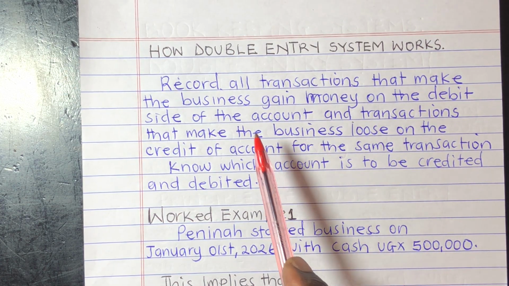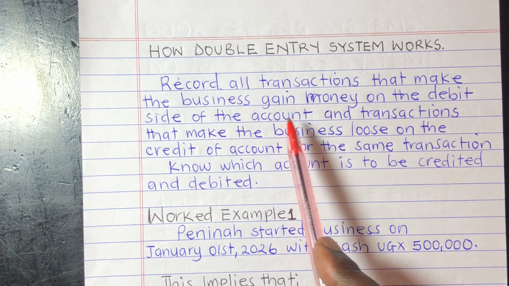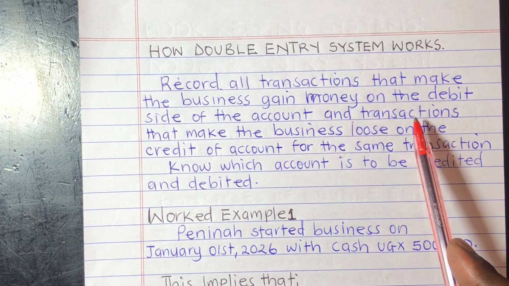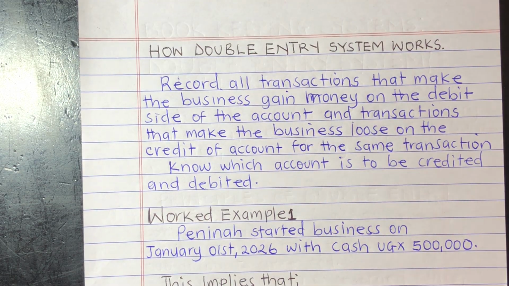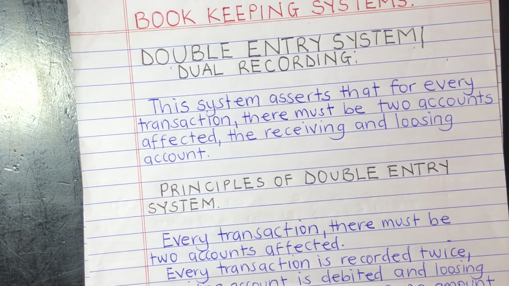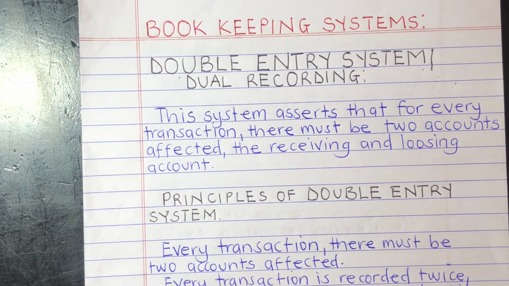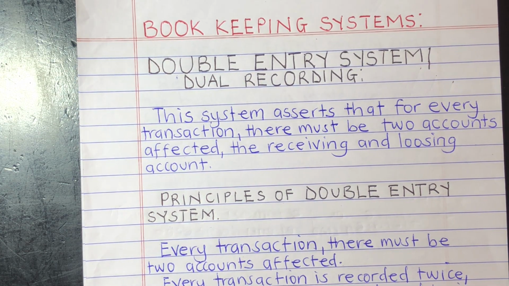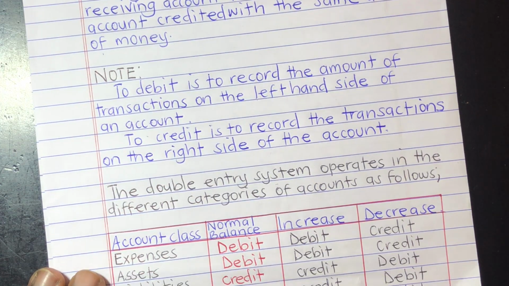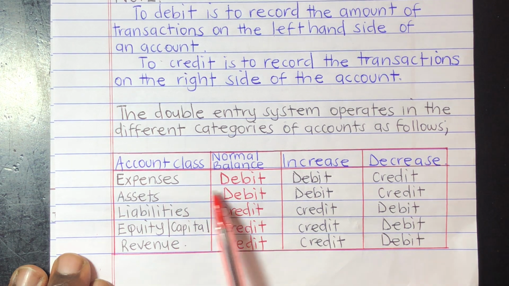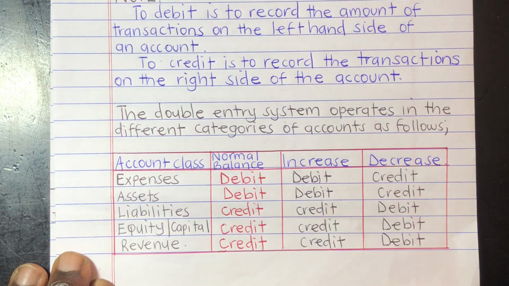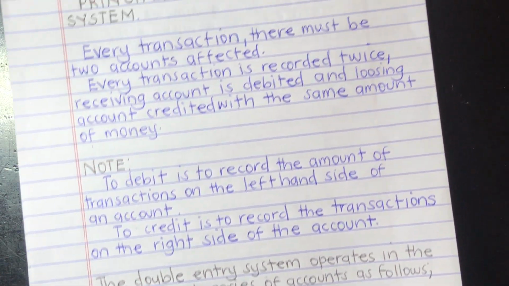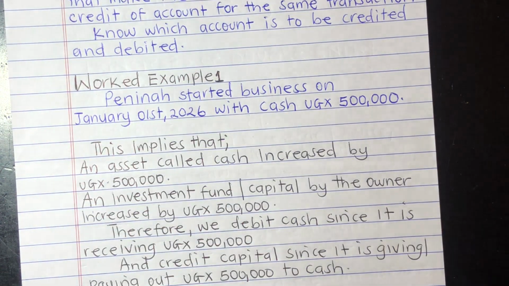Take an example. If I say purchased a laptop for office use, UGX, let's say 500,000. Now a purchase from our table is an expense. Now if an expense increases, we debit it. If an expense increases, we debit it. Then if it reduces, we credit it. So just use this table to establish which account is to be debited and which account is to be credited.